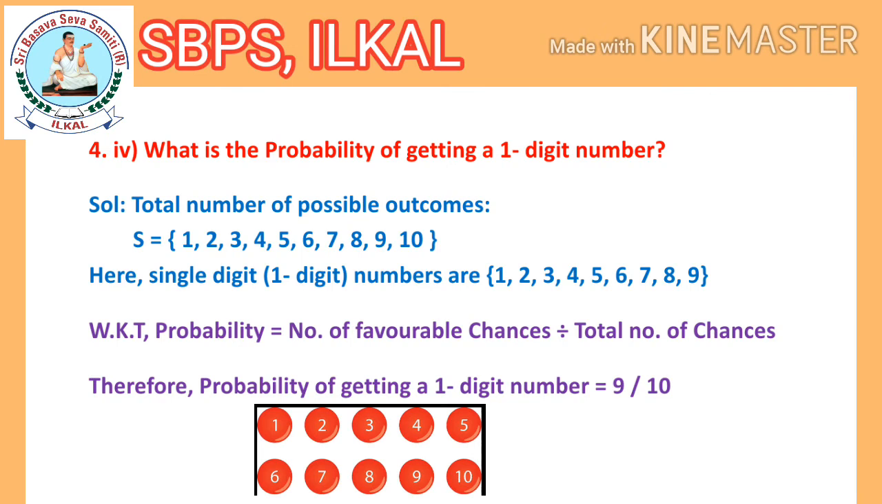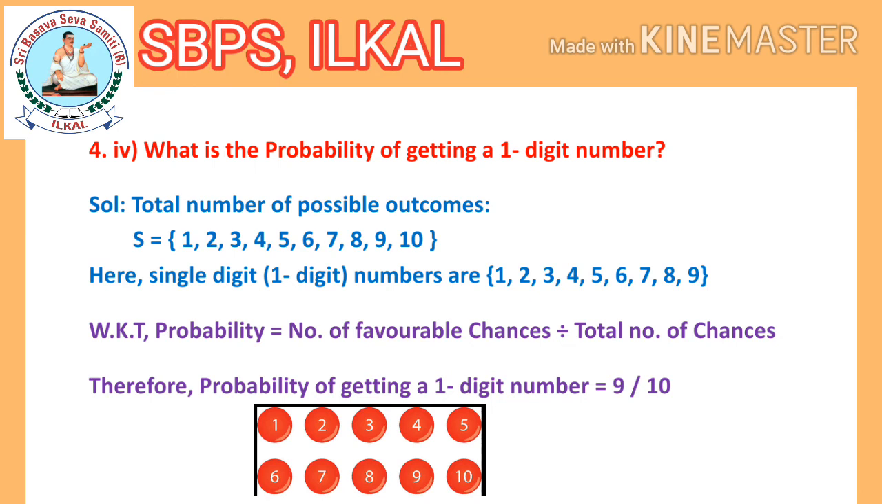Fourth question. What is the probability of getting a one-digit number? Means only single-digit numbers. How many are there, children? That you have to list now. Okay. Solution. Total number of possible outcomes, S is equal to 1, 2, 3, 4, 5, 6, 7, 8, 9, 10. Here, single digit means one digit numbers are 1, 2, 3, 4, 5, 6, 7, 8, 9.